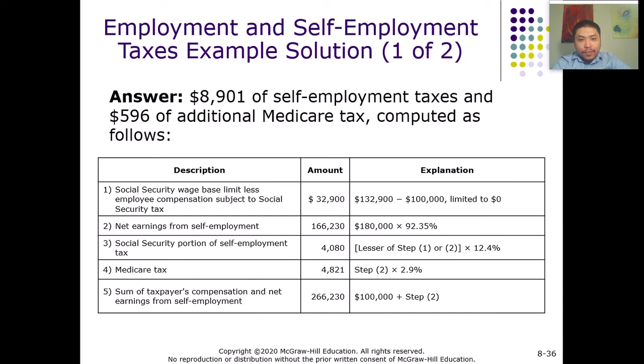So in this case we take $32,900 times 12.4%, and that will give us $4,180.